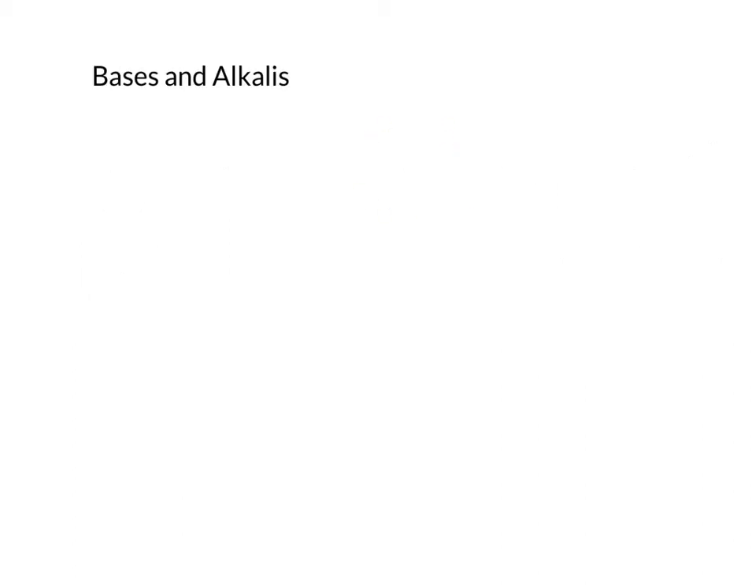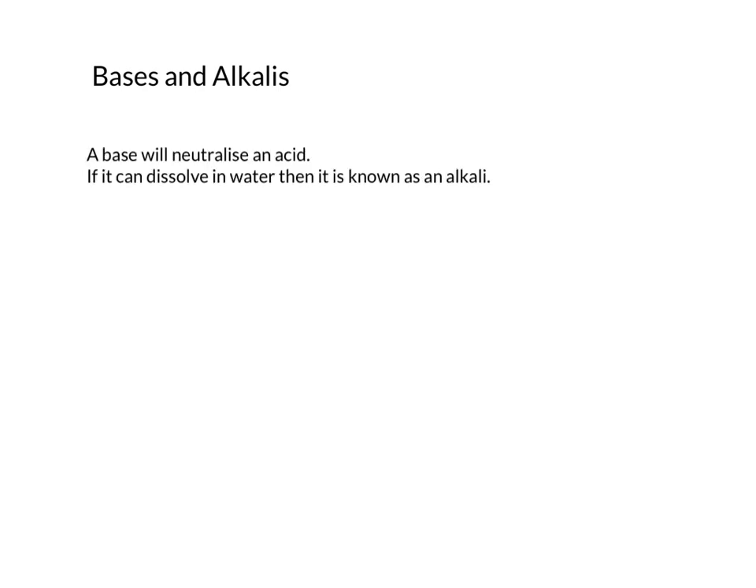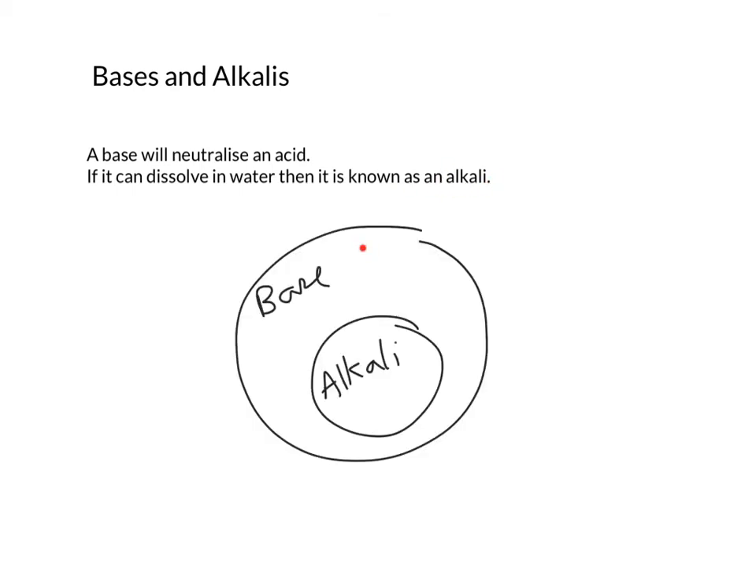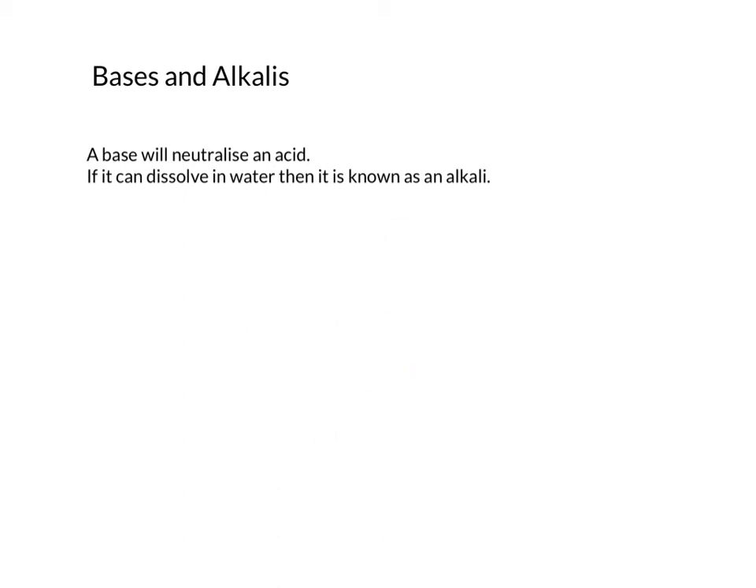Well, the opposites of acids are bases and alkalis, but why have we got two, a base and an alkali? A base is a substance that will neutralise an acid, but if it will dissolve in water, then it's known as an alkali. So all bases and alkalis will neutralise acids, but alkalis are a special type of base that will dissolve in water. When dissolved in water, an alkali will release a hydroxide ion.